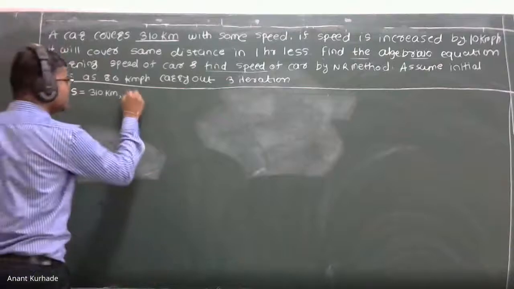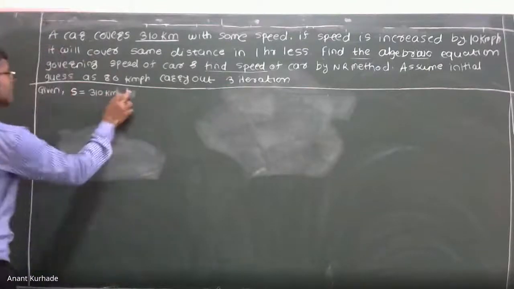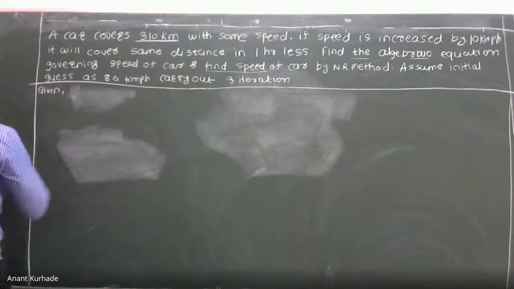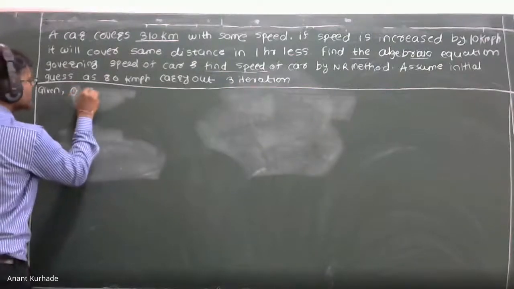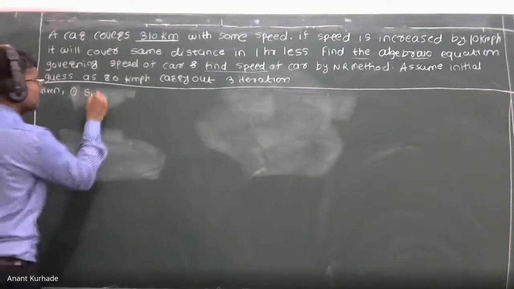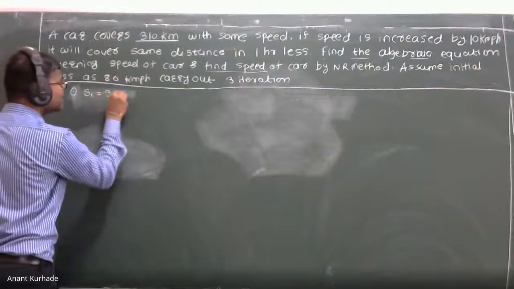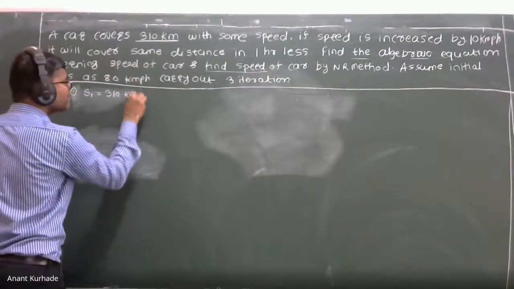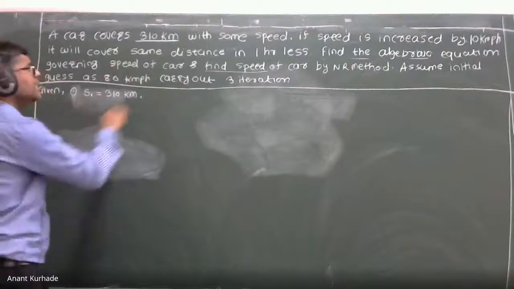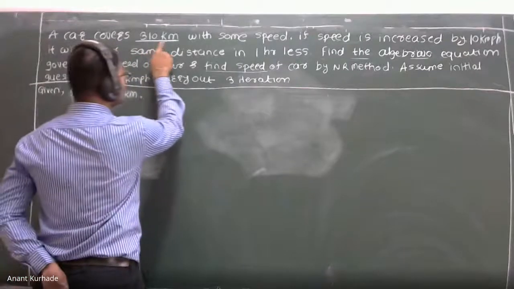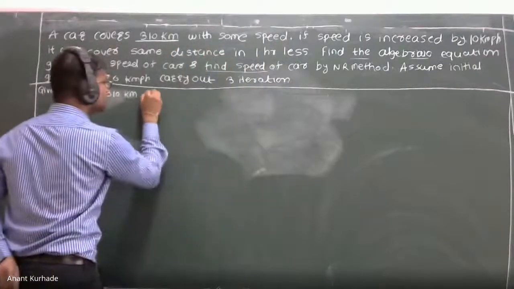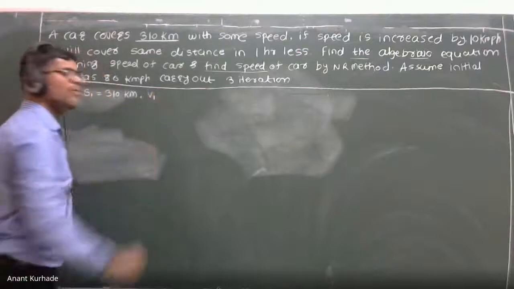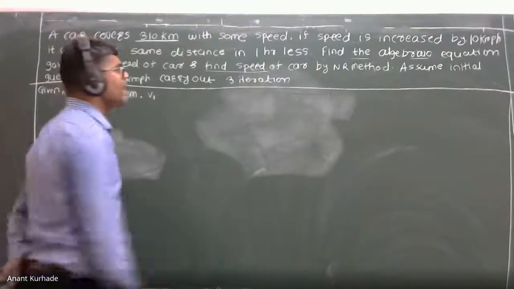We can say it is V1. So we can write here two conditions. First condition: S1 is given as 310 kilometers. So for the first condition, it will cover 310 kilometers with some speed. Let's consider that speed as V1.